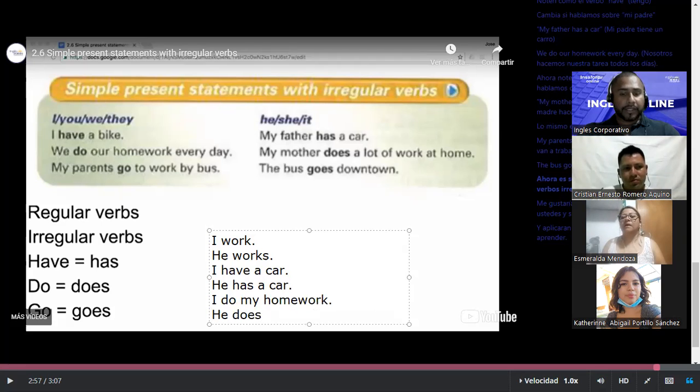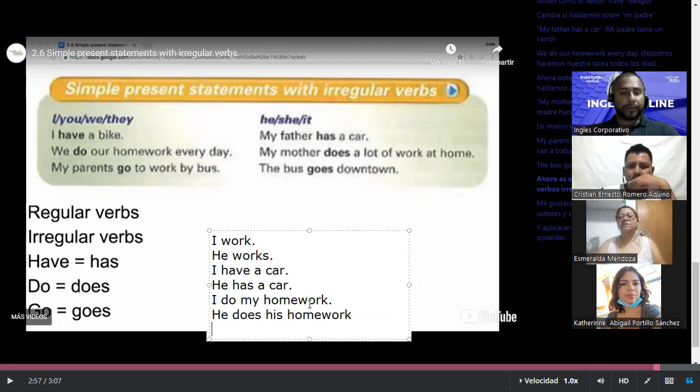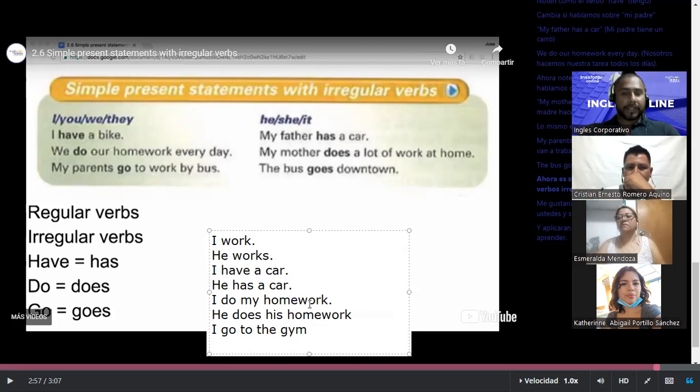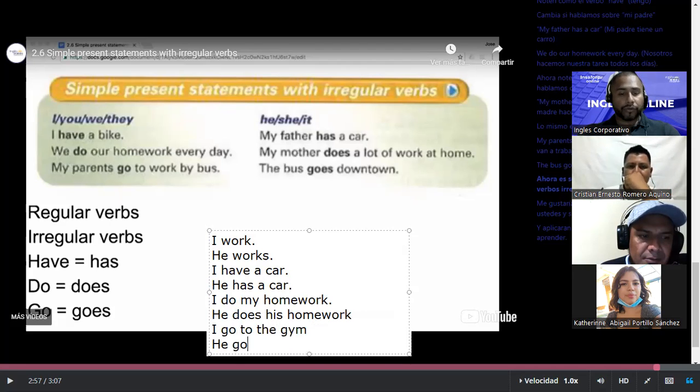He does his homework, okay? Y el go, por ejemplo, tú dices, I go to the gym. ¿Cómo sería en tercera persona? He goes to the gym, all right?